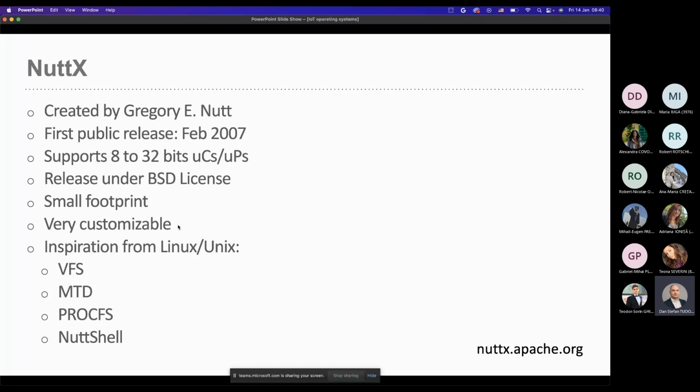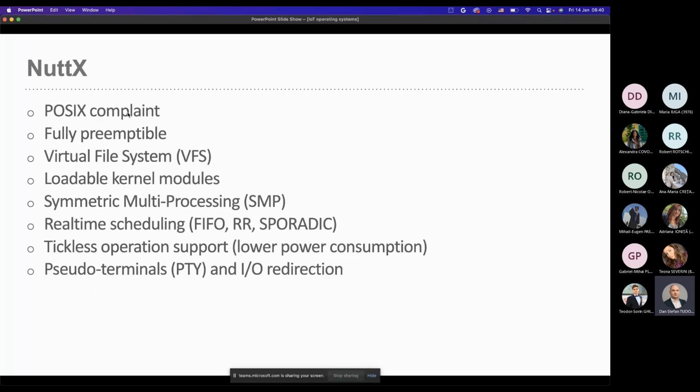The interesting fact about this one is that it's inspired by Linux and Unix. So it's got a lot of the facilities that, let's say, a Unix device has. And also it's POSIX compliant, which is, again, a big plus. You can have a scheduler running on this one. It can be a preemptive scheduler or a collaborative one, I think.